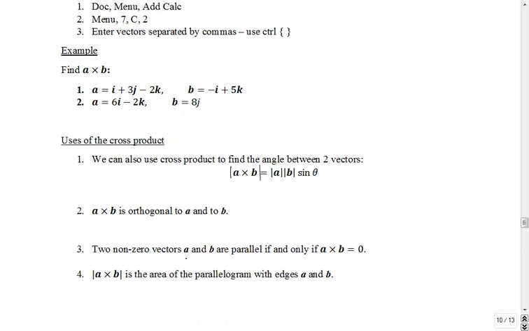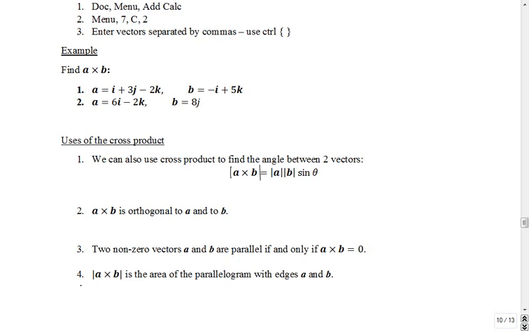Two non-zero vectors A and B are parallel if and only if the cross product is 0. I would not even use this to check whether two vectors are parallel, unless within the question you are finding the cross product. Because from the last lecture, remember, we said that two vectors are parallel if one is a multiple of the other. So it's easier to see whether a vector is a multiple of the other than to do this. Okay?